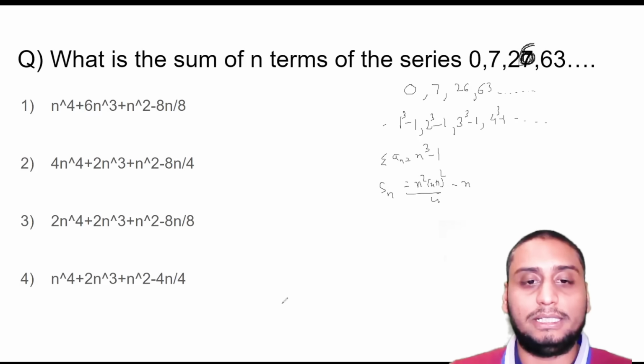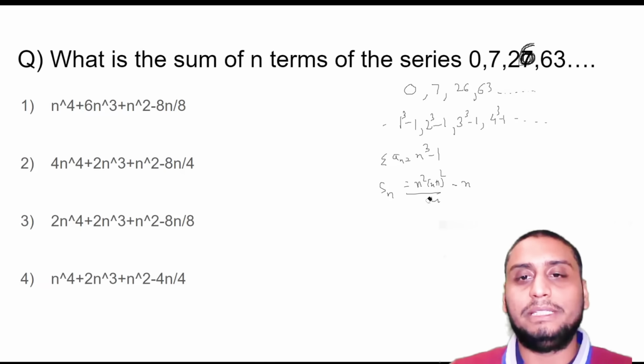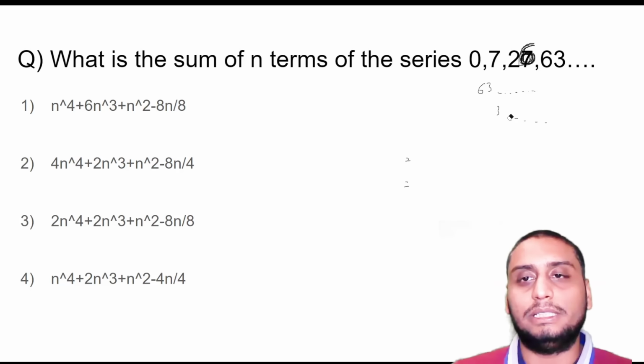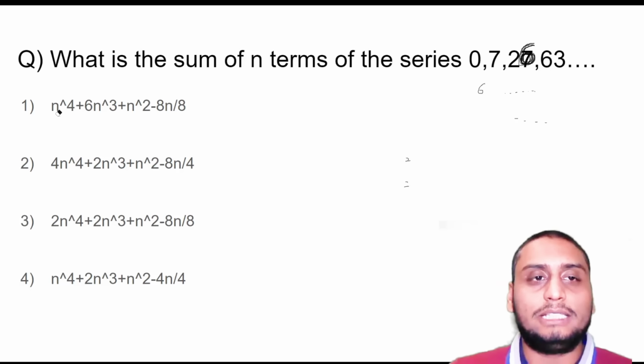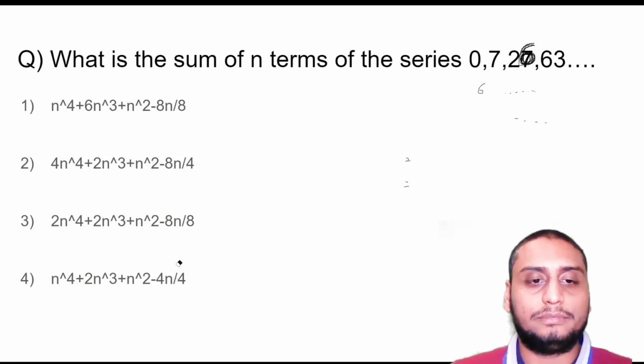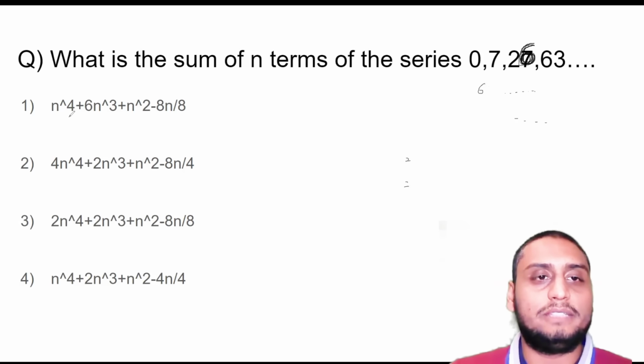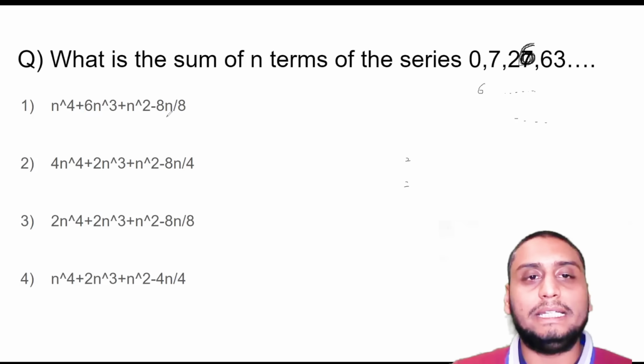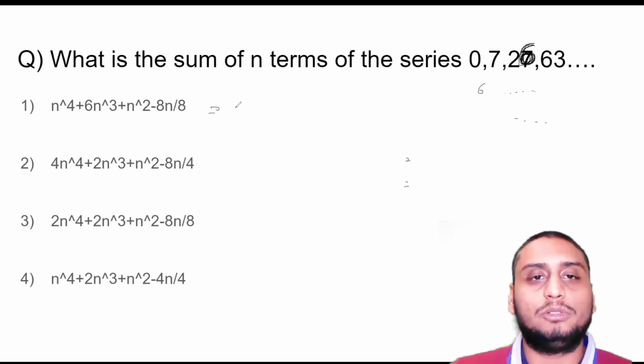But I'm not interested in that method. So let me just do this. Can you guys tell me what is the sum of one term of this particular series? If I take just one term, n as 1, what is the sum of one term in this series? 0, correct? Now let's put n equal to 1 in this option. First is 1 plus 6 plus 1, 8. 8 minus 8 is equal to 0. This comes out to be 0.